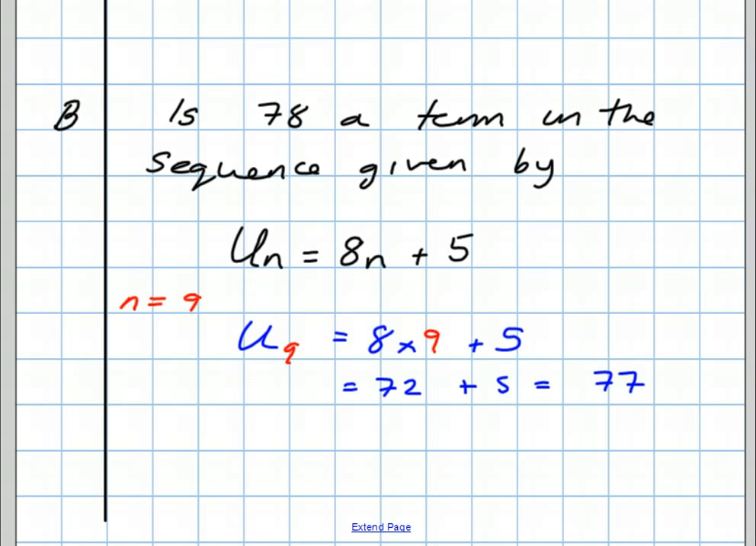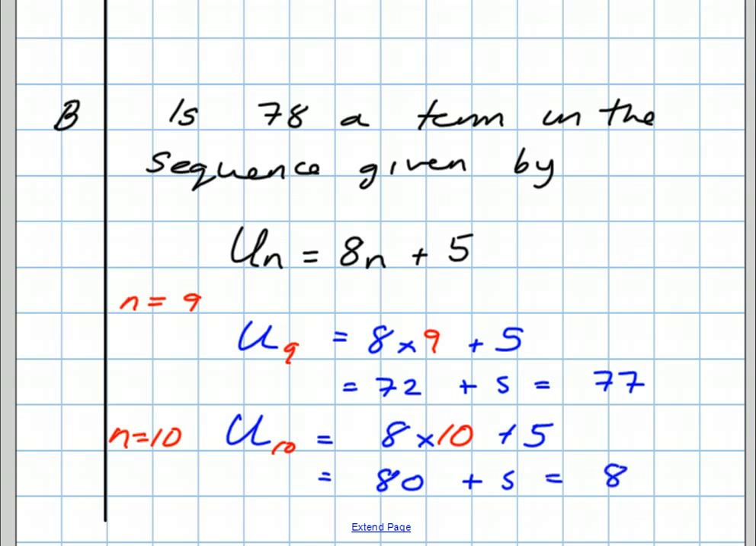What about the term after that? What about the 10th term? Well, the 10th term is 8 times 10, plus 5, to give 80 plus 5 equals 85.